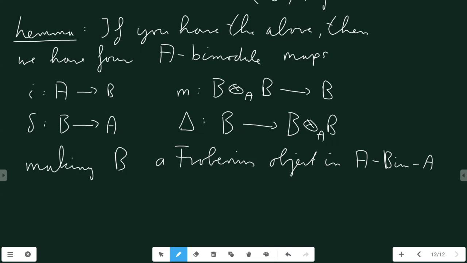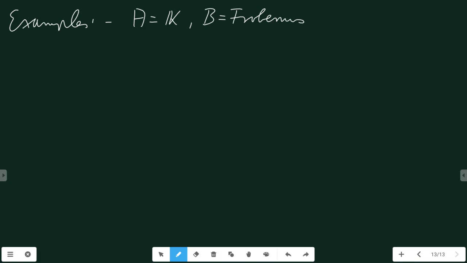Okay, here comes the main example I want you to keep in mind. Examples. So the naive case is if A is a field K and B is a Frobenius algebra, then you recover the usual notion. This gives a Frobenius extension.